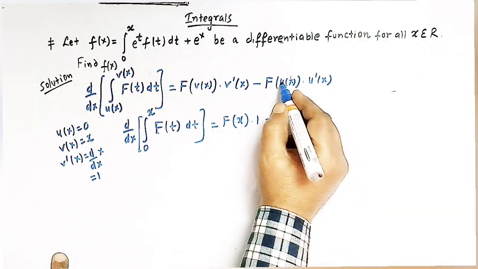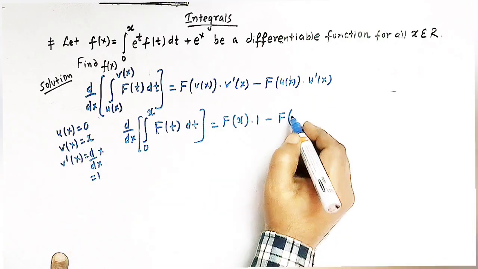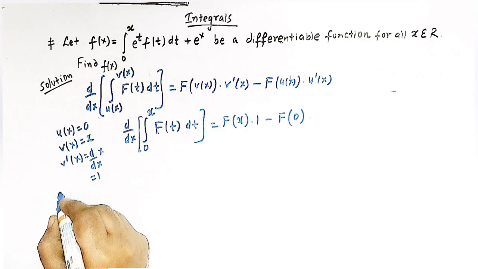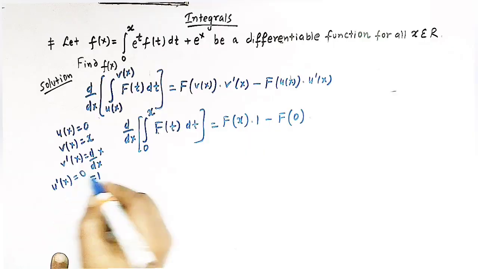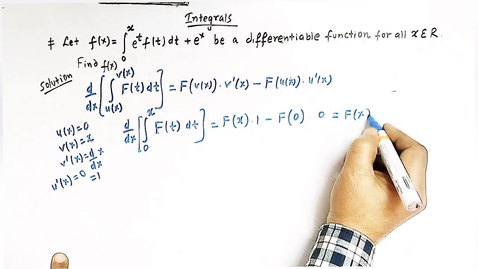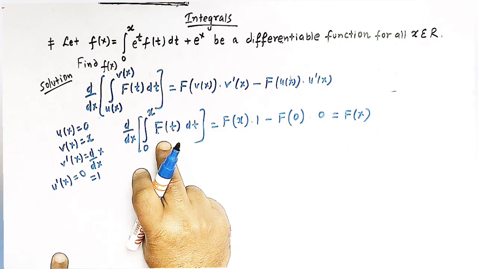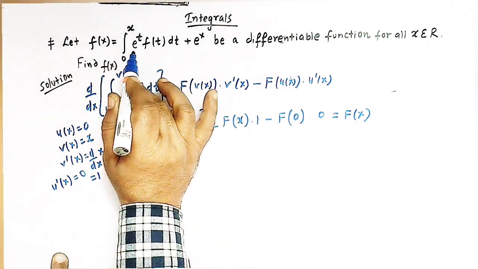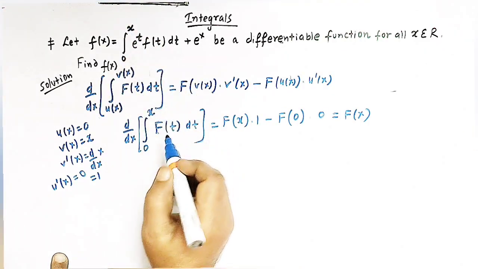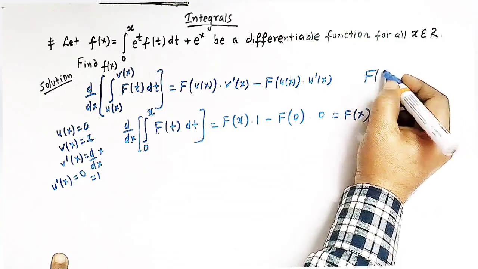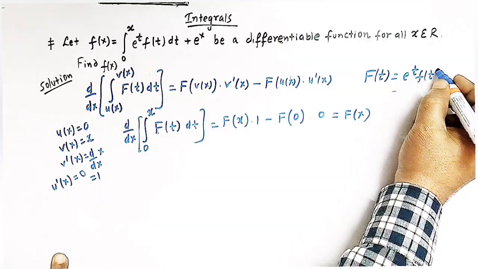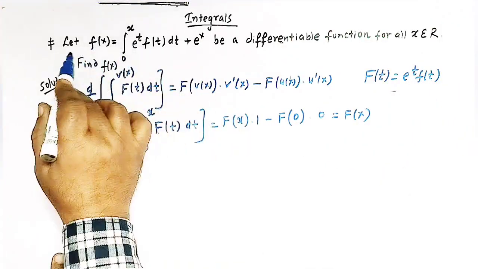Then we have f of u of x, and u of x is 0, and the derivative of u of x, which is 0, is also 0. So u prime of x is 0, so this term is 0, and we are left with only f of x, right? So now if we compare this integral with this one, then we can see that we have 0 to x, 0 to x, and our function f of t is given by e raised to t f of t, right?